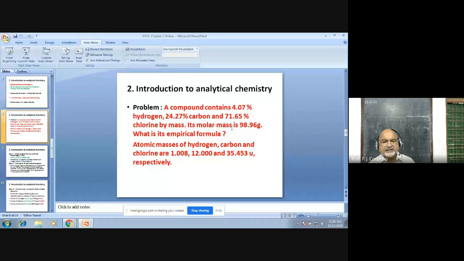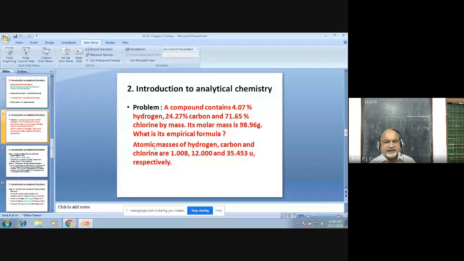Its molecular mass is 98.96 grams. What is its empirical formula? I would say not only empirical formula, we can calculate molecular formula. So now, what is its empirical formula?